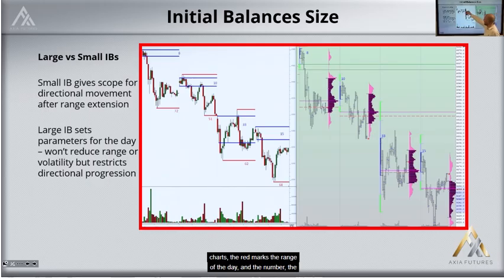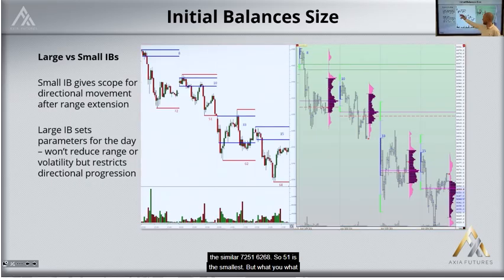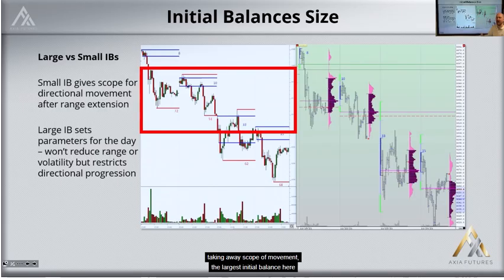The red marks the range of the day, and the number is the size of the range, and the blue marks the initial balance. What you can see here is that all of the ranges are reasonably similar: 72, 51, 62, 68. So 51 is the smallest. But what you're noticing is that it's about the initial balance taking away scope of movement. The largest initial balance here is 33 ticks, which is big.